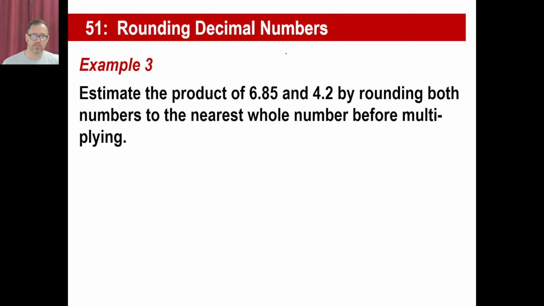Okay, let's do one more. Estimate the product of 6.85 and 4.2 by rounding both numbers to the nearest whole number before multiplying. Stuff like this is practical, right? If you were to sit there and find the real answer, or if you need to just know about how much it is, it's easier to round. So this is about 7. This is about 4. The answer is 28, right? And if you were to ask your phone what is 6.85 times 4.2, that would be 28.77. Close enough, right? So it's pretty close. You can get an estimate if you're doing something like that.